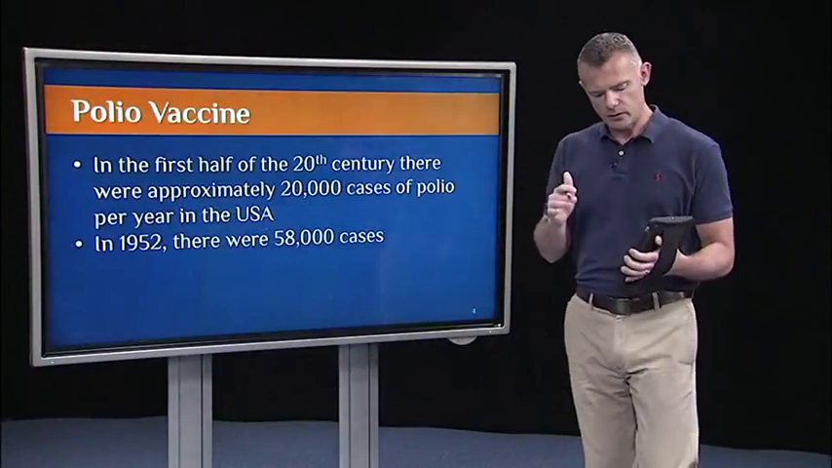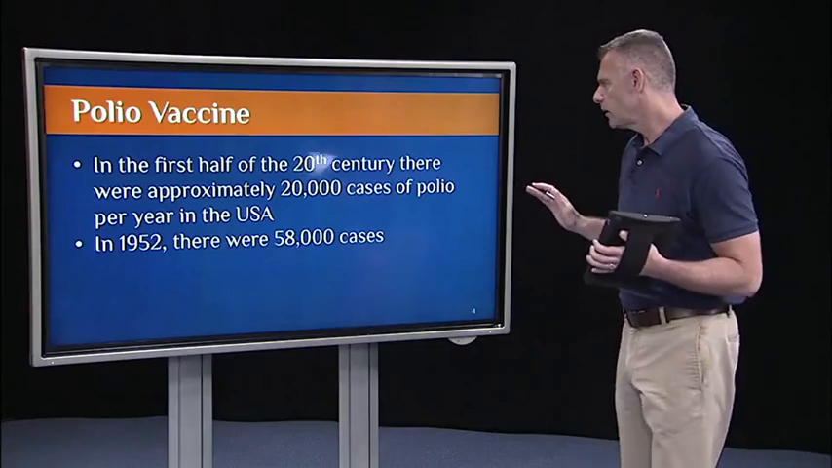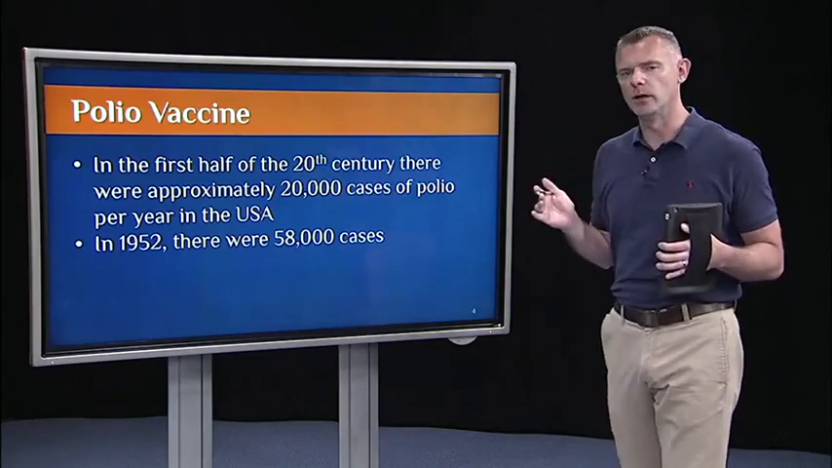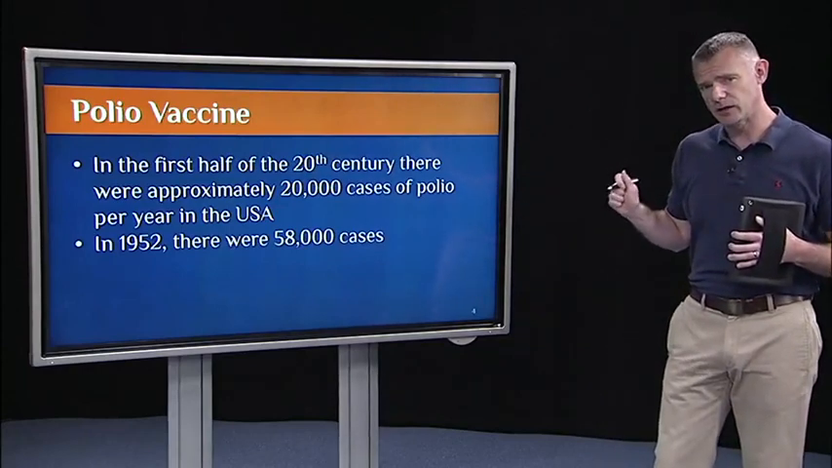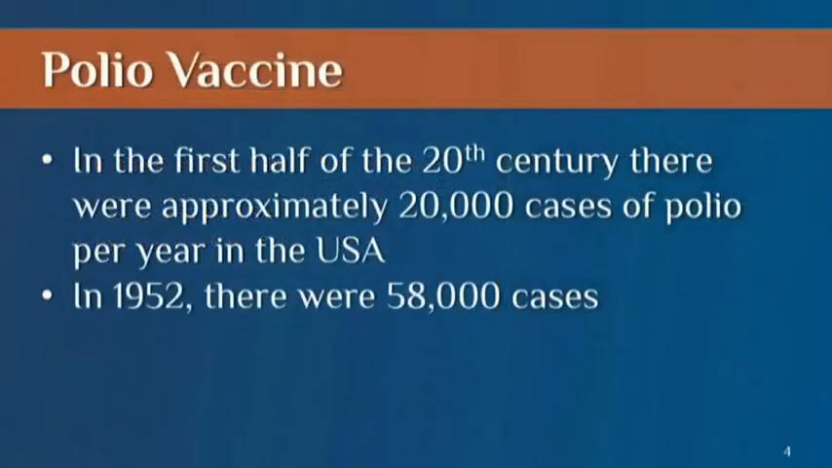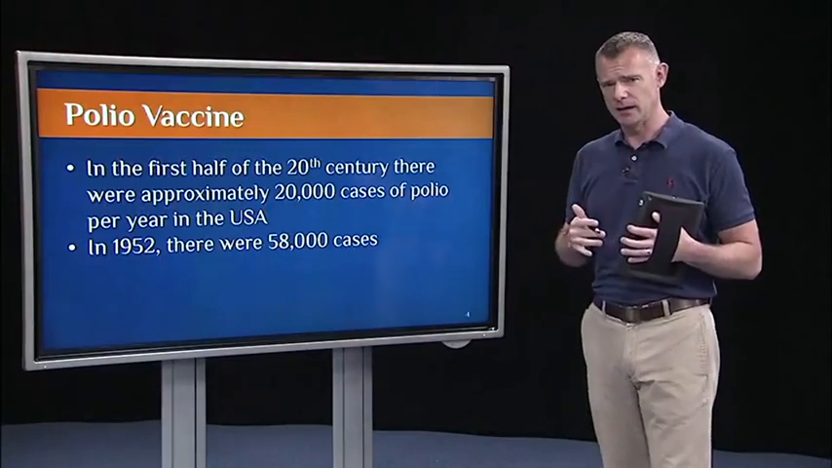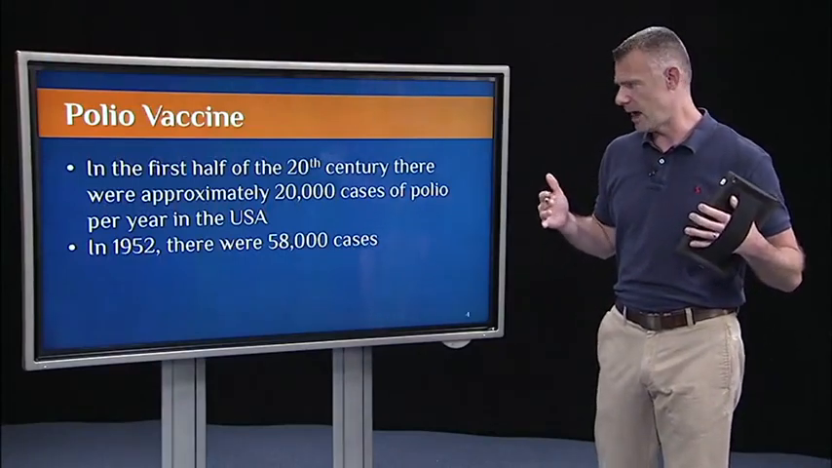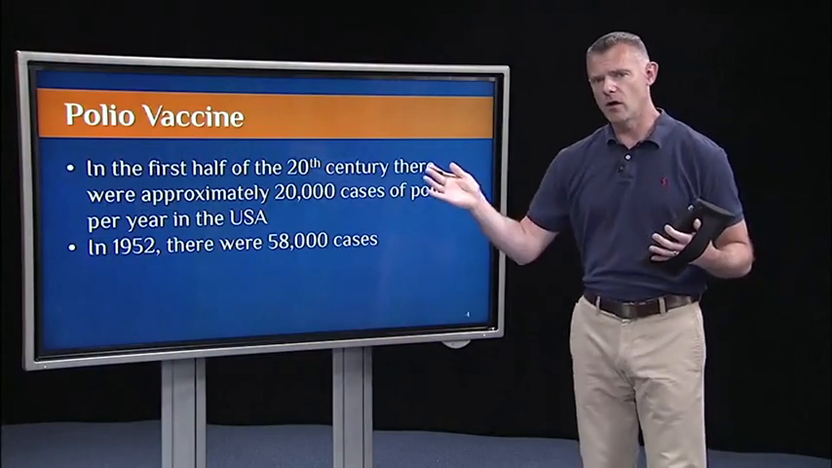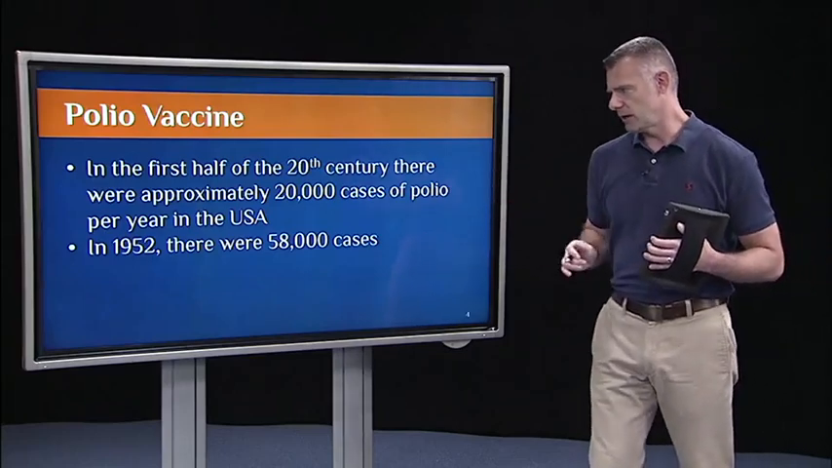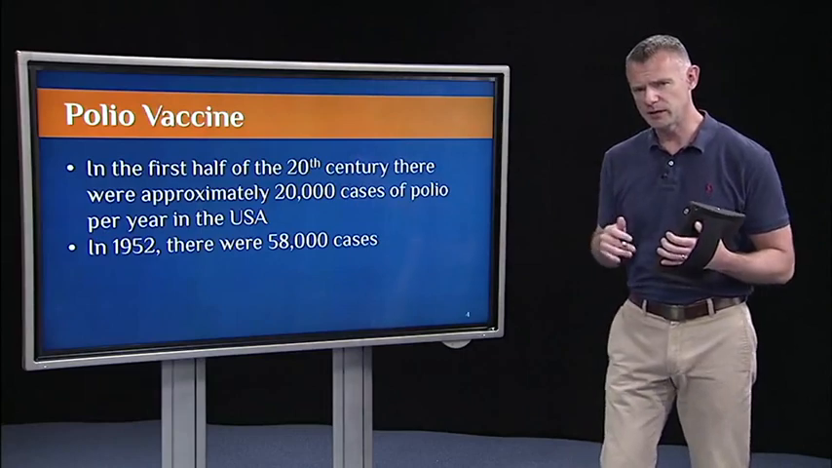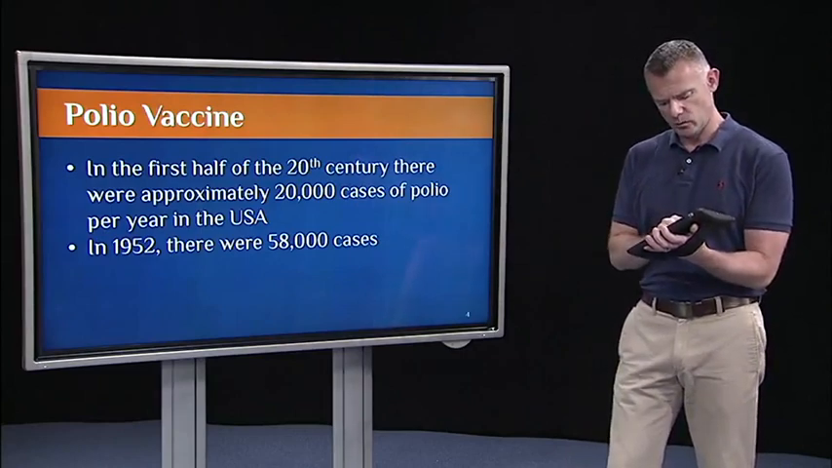In the first half of the 20th century, there were approximately 20,000 cases of polio per year in the USA. 1952 was a particularly bad year. There were 58,000 cases in that one year alone. And polio was a very debilitating disease. It was very frightening. It happened among children of all backgrounds. And some years, as I noted here, like 1952, were particularly bad and worrying.